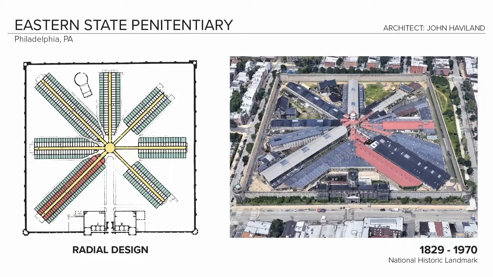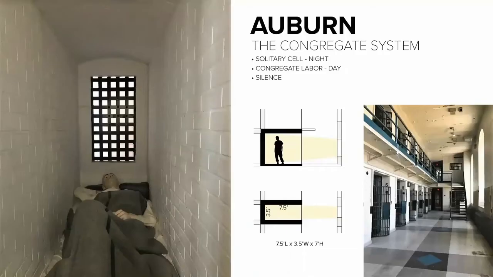The original plan called for a single-level floor plan so that each individual cell would have a skylight and an outdoor space. But due to overcrowding, by the time of construction ending, they added additional wings of 2 or 3 levels to house additional offenders. Now looking at the Auburn, or the congregate system.